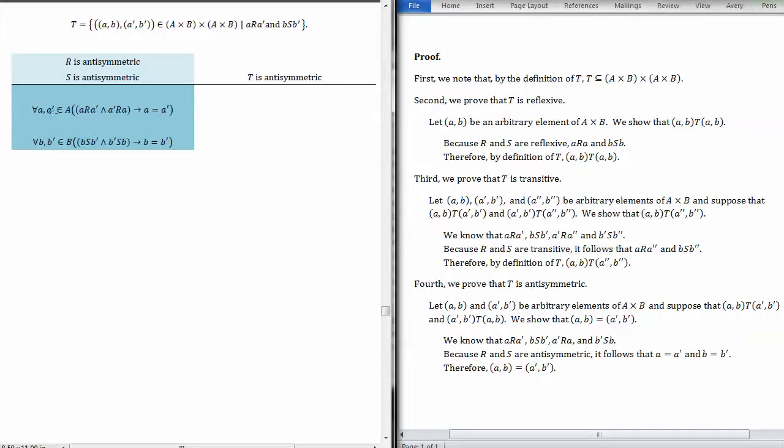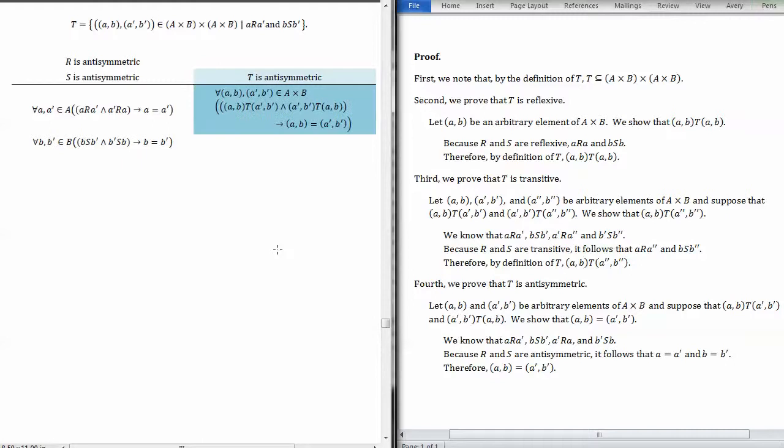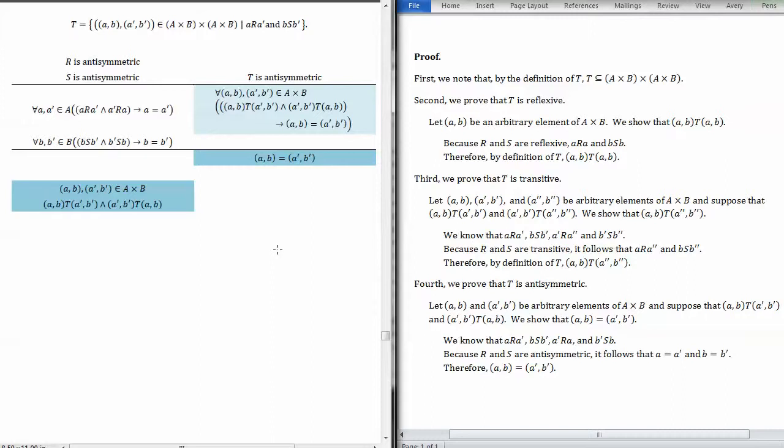For example, for all A and A prime in the set A, if A is related to A prime and A prime is related to A, then they must have been equal. Okay. And then same thing for T, but with ordered pairs instead of elements. And all right, this is going to look quite a bit like the previous part. We will let these two ordered pairs be arbitrary elements of A times B, and then we'll do direct proof to bring our antecedent down.